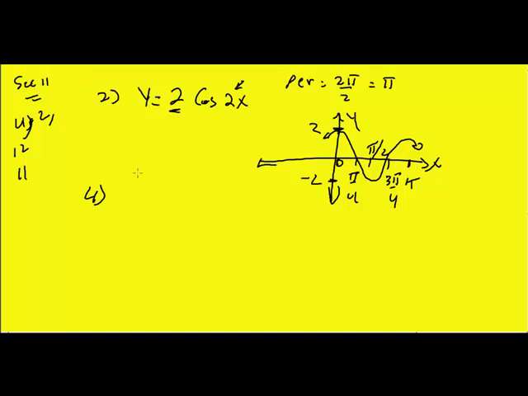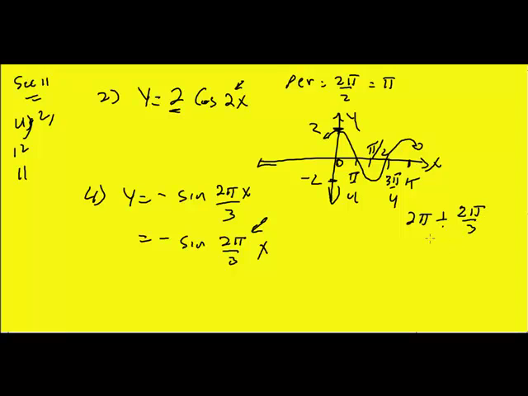Okay, number 4. Y is equal to negative sine of 2 pi x over 3. So I'm just going to rewrite this like this: negative sine of 2 pi over 3 x. So that's my frequency right there. So I'm going to take 2 pi and divide by 2 pi over 3. That means 2 pi multiplied by 3 over 2 pi. The 2 pi's cancel, and I get 3. So my period is 3.